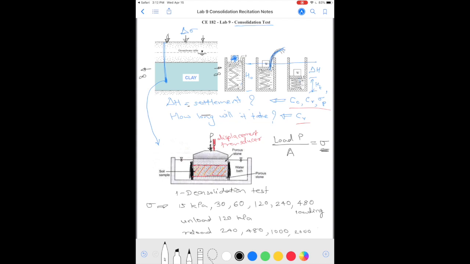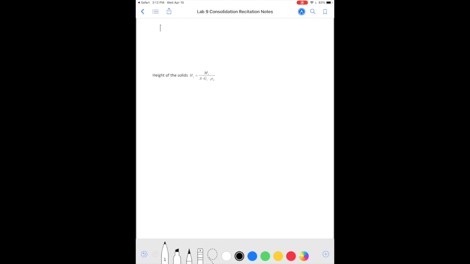1000 and 2000 kPa. So imagine that we have a soil specimen, a cylindrical soil specimen. It's going to be about 2.5 inches in diameter and 1 inch in thickness, okay, which can only settle in the vertical direction. So this is HTI, initial sample height. Okay.